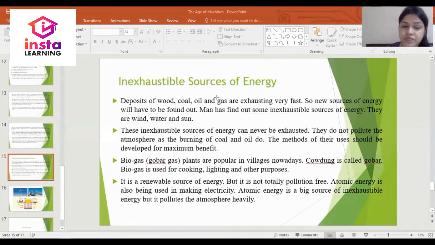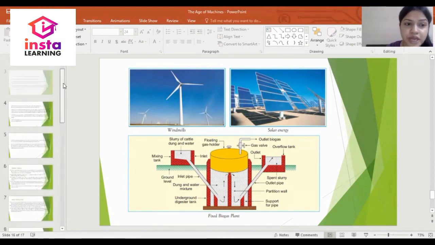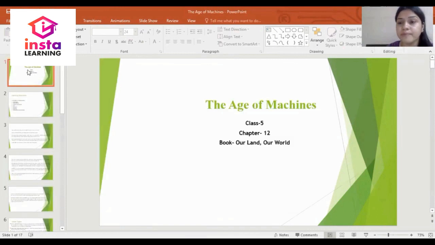Dear student, as you can see on my screen, this is the pictorial part. This is the pictorial part of a fixed biogas plant, windmills and solar energy. How they produce solar energy, how they produce energy from wind, and this is the biogas plant. So this is all about chapter 12. So dear student, we will study the next chapter in our next class, that is chapter 13. Thank you.